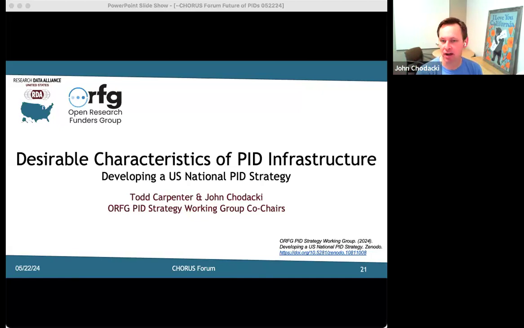For some people on the call, this may be no-brainer stuff, but one of the things we found during our working group was that this baseline understanding of characteristics for PID infrastructure, and what we mean when we use the term PID or persistent identifier, what is it that we're actually looking for, has been very helpful for people. As Alice said, I am here representing a working group that was co-led by myself and Todd Carpenter from NISO.